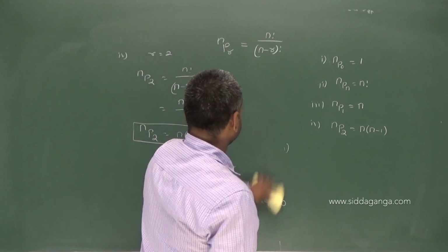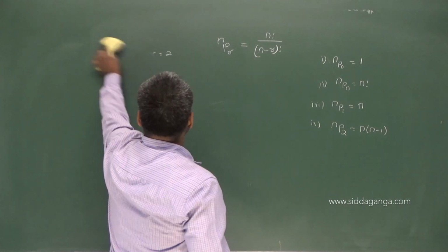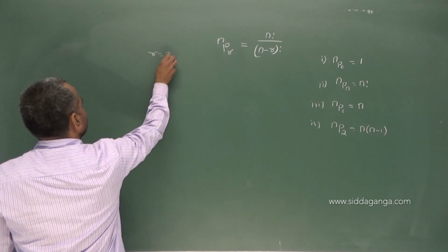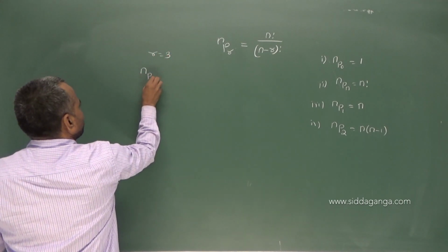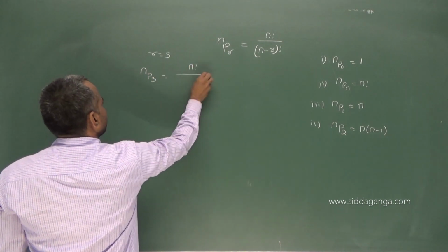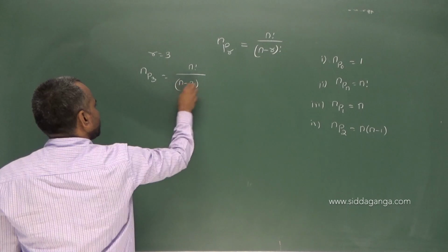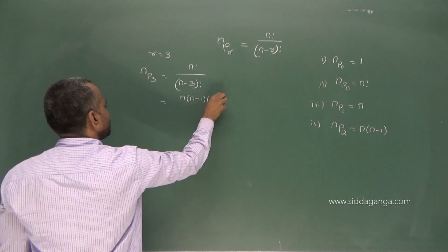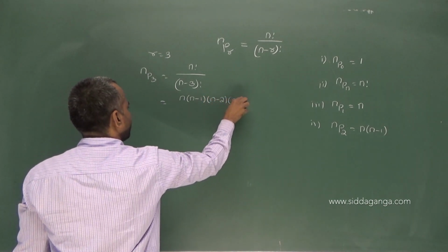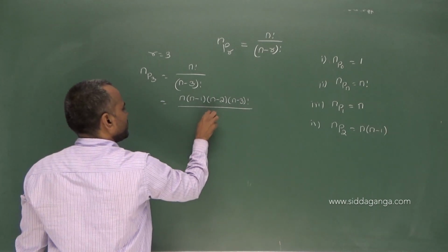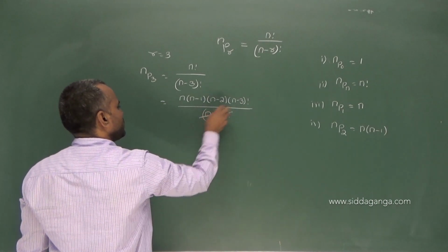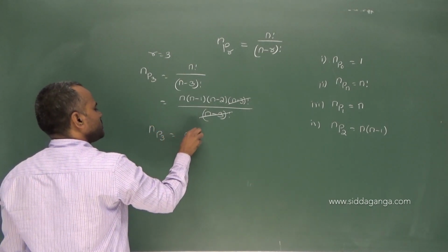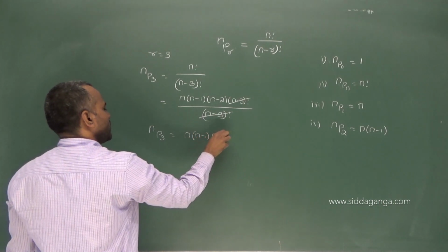Suppose I want r equal to 3. We will see this one more result. nP3. First let's substitute here: n factorial divided by n minus 3 factorial. n into n minus 1 into n minus 2 into n minus 3 factorial, divided by n minus 3 factorial. In the last class I explained all this concept. n minus 3 factorial gets cancelled. nP3 is nothing but n into n minus 1 into n minus 2.